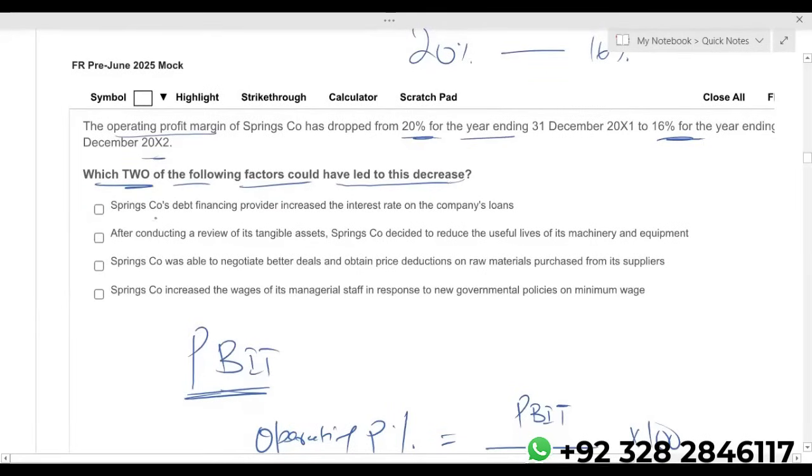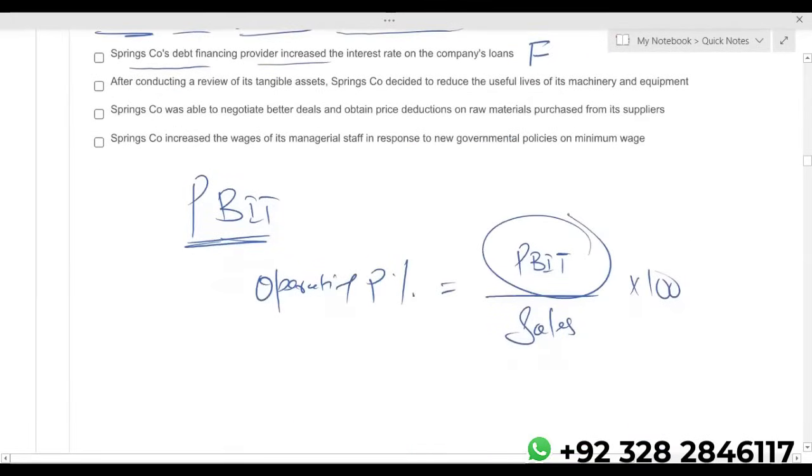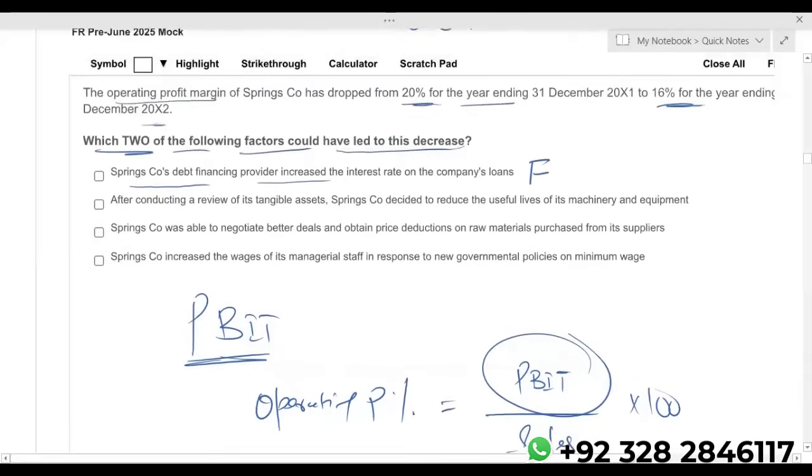Spring Company's debt financing provider increased the interest rate. Can I say false? Look at this PBIT. This is profit before interest and tax. Can I say even if the interest rate increases or decreases, it does not impact this formula at all? Yes or no? It does not affect it at all because we are using profit before interest and tax. I hope it is clear. So this one is false.